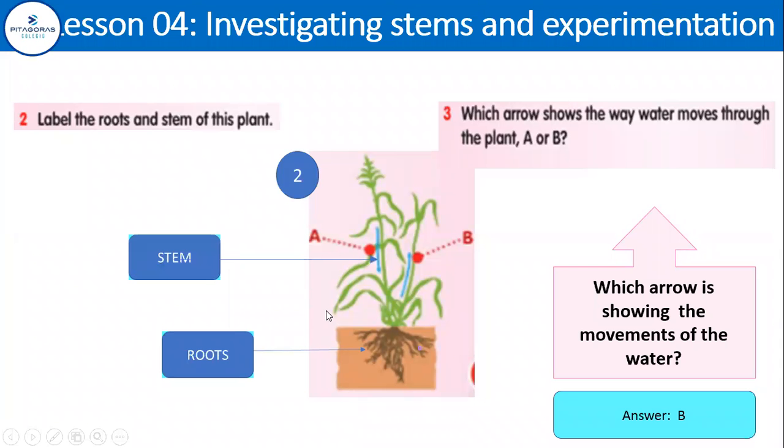So here I have the next activity. In the activity, you have to label the stem and the root. For example, I'm going to use the color red to label the stem. Where is the stem? Oh, the stem is here. This is our stem. Este es nuestro tallo.